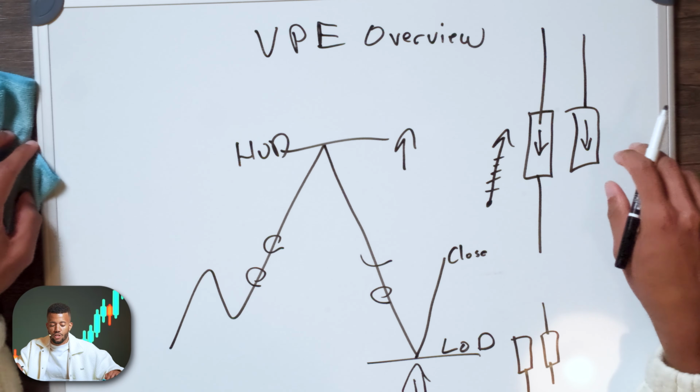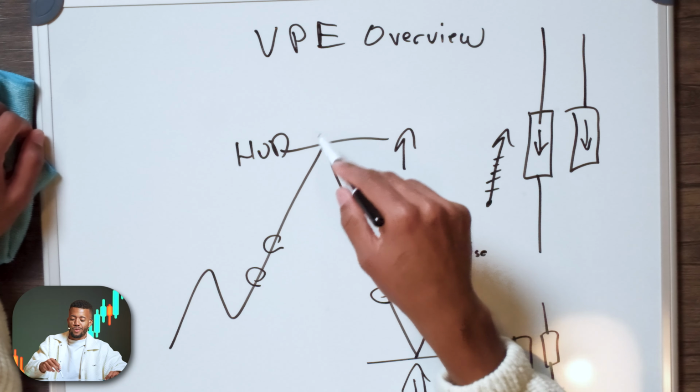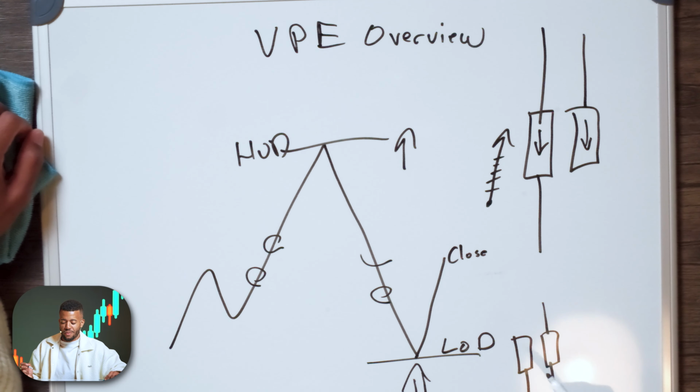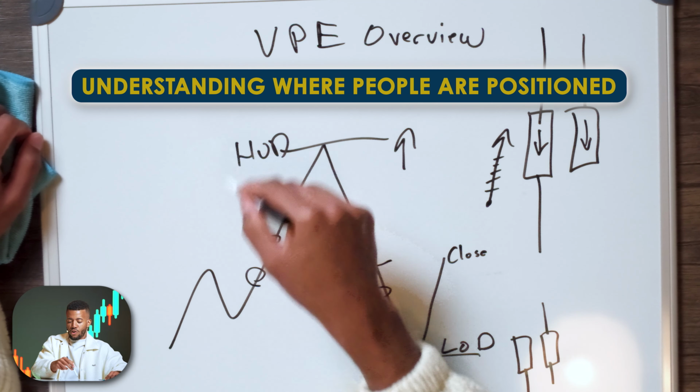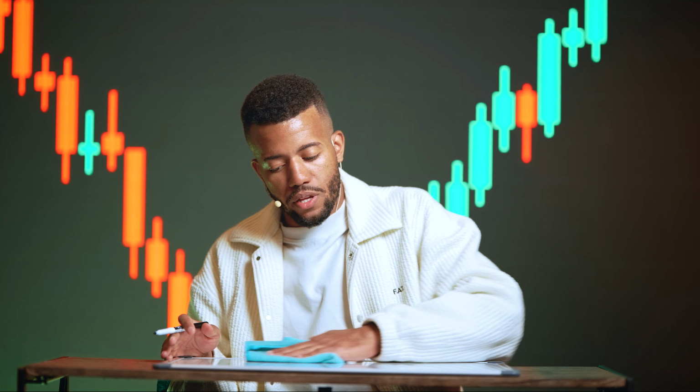We can get an intuition about that by incorporating the volume profile. So how can we tell how important an edge is in the market or isn't? It's by understanding where people are positioned relative to these edges. That's where all the different volume profile shapes come into play.